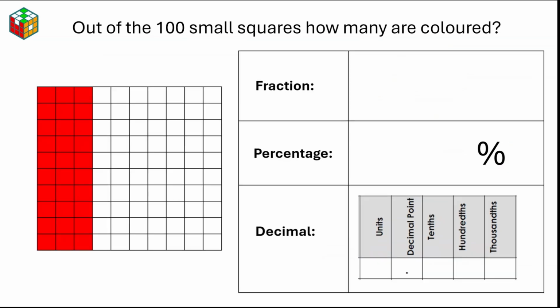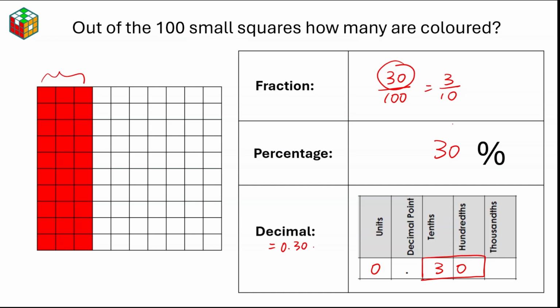One more, 30. 30 out of 100 equals 3 out of 10. Percentage is my numerator, 30. Decimal, out of these 2 boxes, I need 30, so 0.30 is acceptable, 0.3 even better.